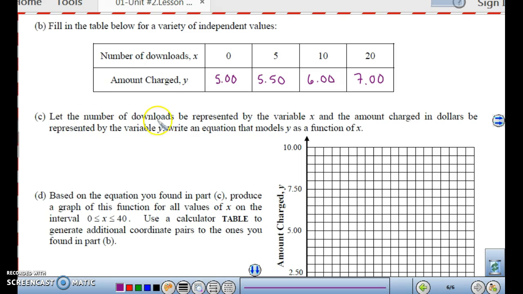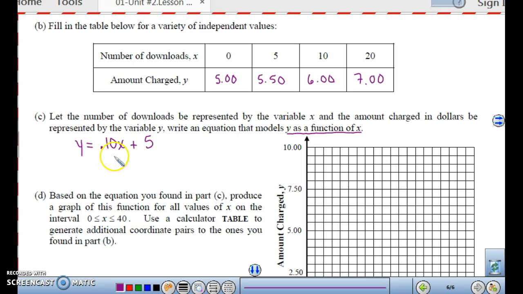Okay, so let the number of downloads be represented by the variable x and the amount charged in dollars be represented by the variable y. Write an equation that models y as a function of x. To get your cost, y equals, you have to figure out what your independent variable is and how it's applied. It's $5 plus 10 cents per song. So it's 10 cents per song times x, plus the $5. y is a function of x. You need the x to find the y.